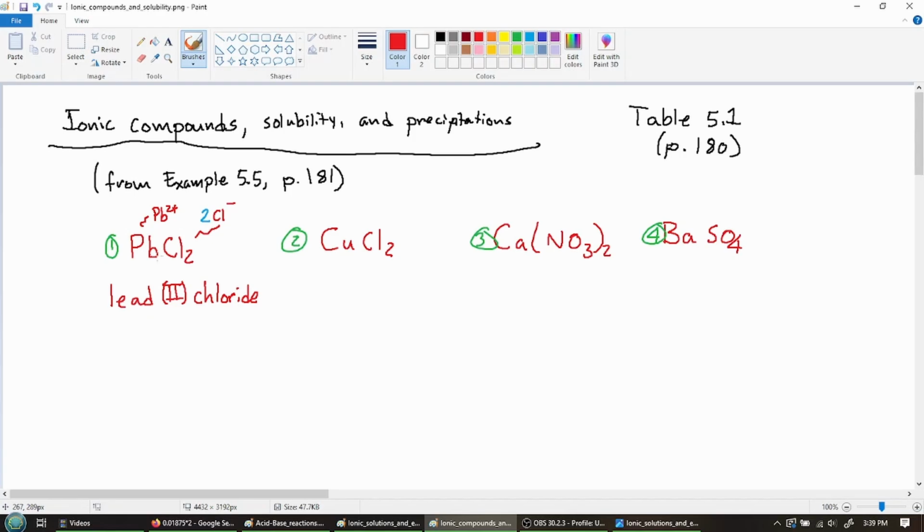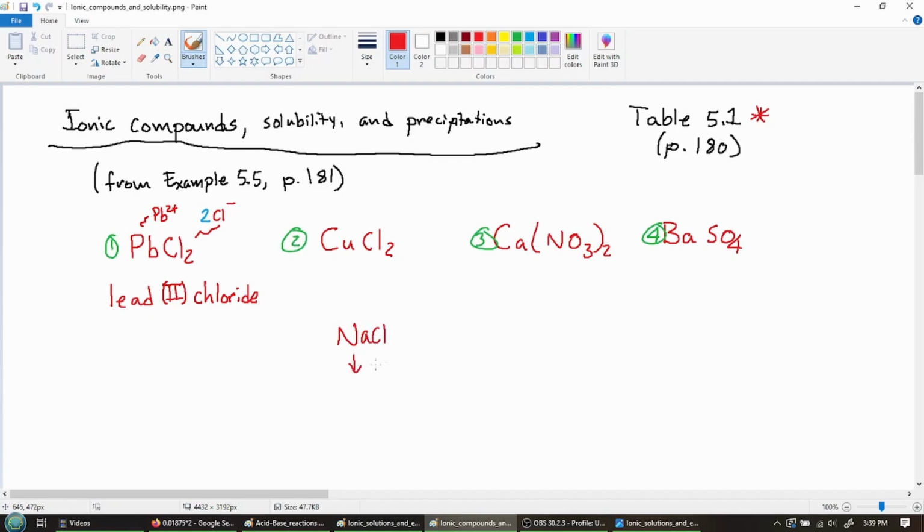Well, let's consult table 5.1. I want you to look at table 5.1 on page 180. Looking at the upper part of the table, I see that the chloride anion, the bromide anion, and the iodide anion are all indicators that if a compound contains one of these, it's probably going to be soluble. But these chlorides actually do have some exceptions here.